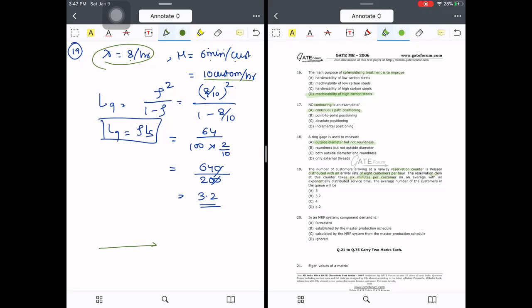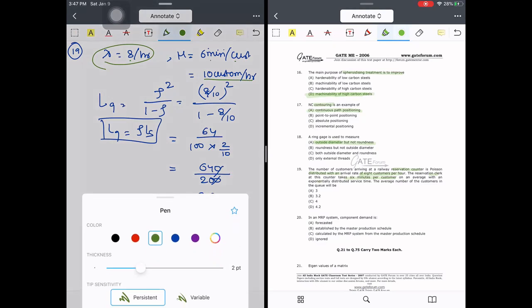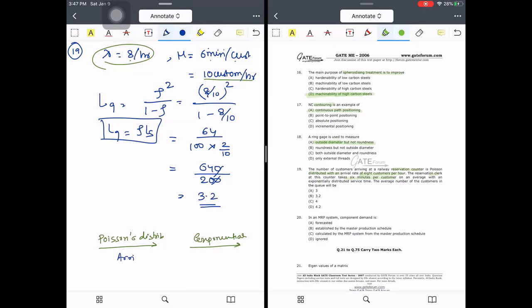Now, on an average, with exponentially. Whenever you see queuing theory, the arrival is in a Poisson form, and service is exponential. So arrival comes under Poisson's distribution, and service will be exponential distribution. This is arrival, this is service, the service provider.